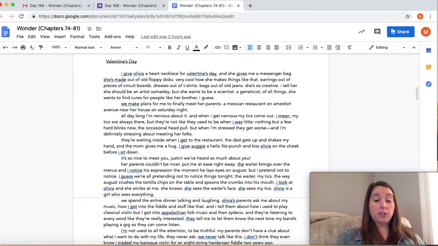We spend the entire dinner talking and laughing. Olivia's parents ask me about my music, how I got into the fiddle and stuff like that. And I tell them about how I used to play classical violin, but I got into Appalachian folk music and then Zydeco. And they're listening to every word like they really are interested. They tell me to let them know the next time my band's playing a gig so they can come listen.